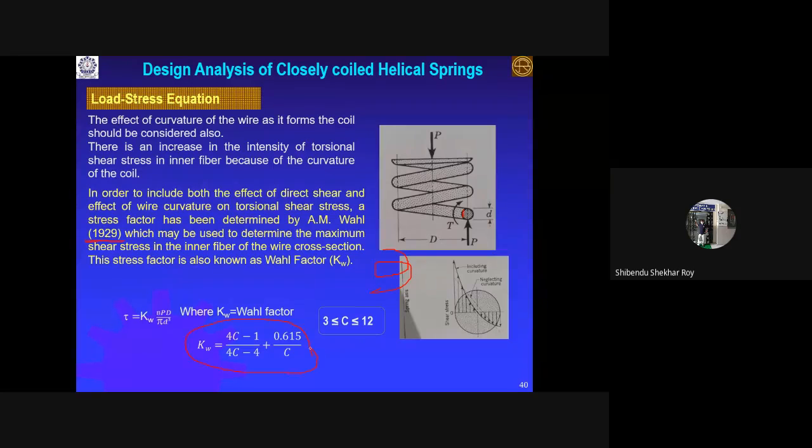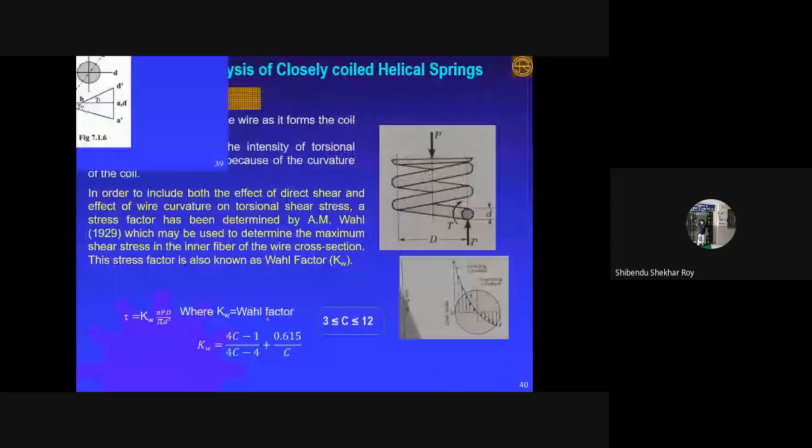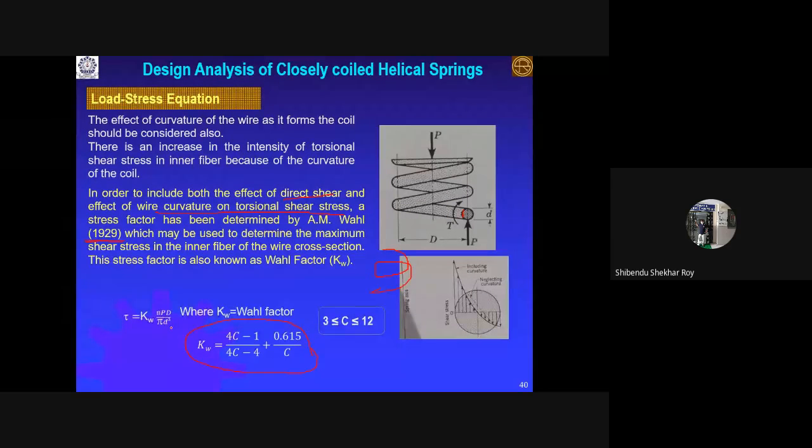And here both the effects have been considered, both your direct shear effect as well as the curvature effect on the torsional shear stress, and the formula becomes now simple: tau equal to Kw into 8PD divided by pi d cube, where Kw equal to (4c minus 1) divided by (4c minus 4) plus 0.615 by c. So the formula you derived, 8PD by pi d cube, under bracket was 1 plus 0.5 by c. That will be the wrong one, and instead of that, the 8PD by pi d cube remains the same. Under bracket, Kw will be, instead of 1 plus 0.5 by c, (4c minus 1) divided by (4c minus 4) plus 0.615 by c.